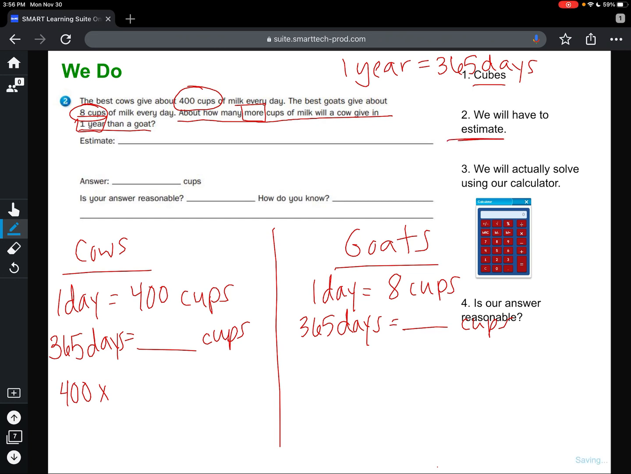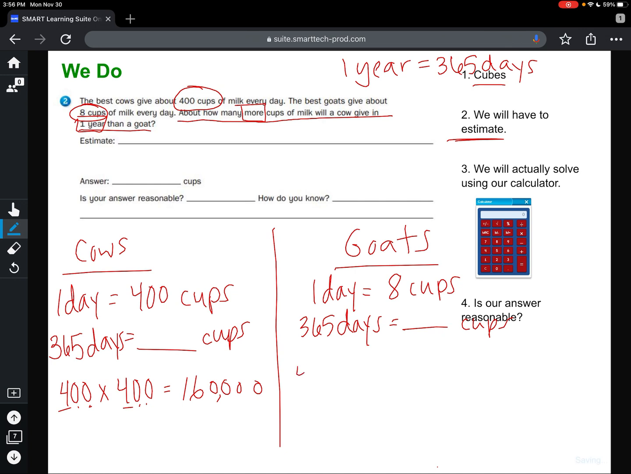But when I do my estimating, 400 times 365 rounds up to 400. I can do that math a lot quicker. And my estimation here would be 4 times 4, which is 16. And then I'm going to add on my zeros just like I did in the previous problem. And I'm going to get about 160,000 cups.